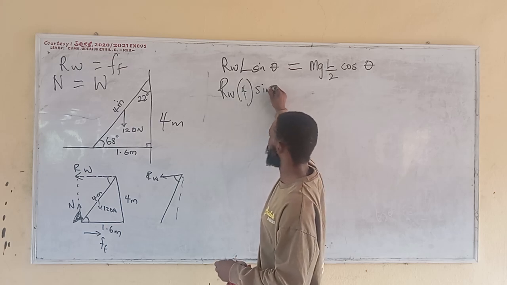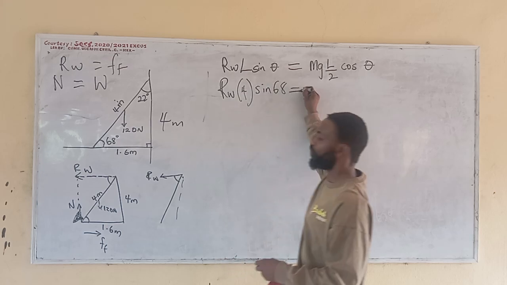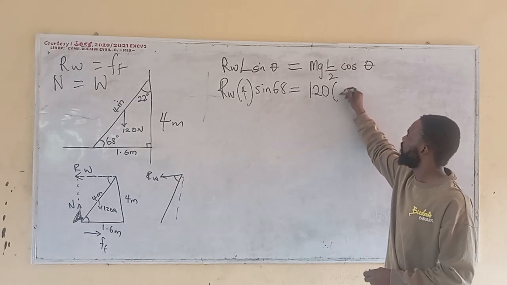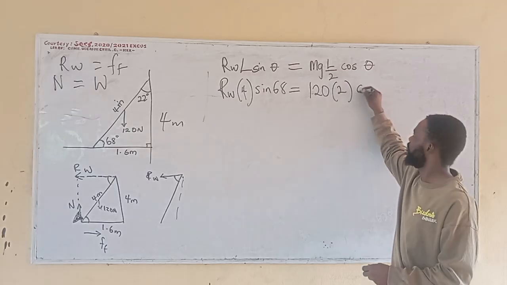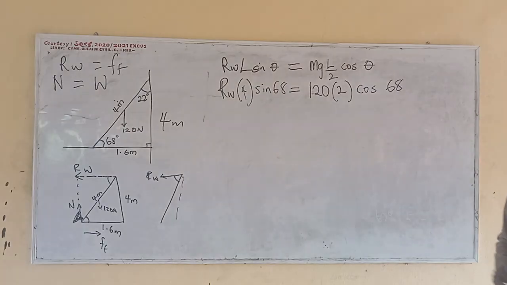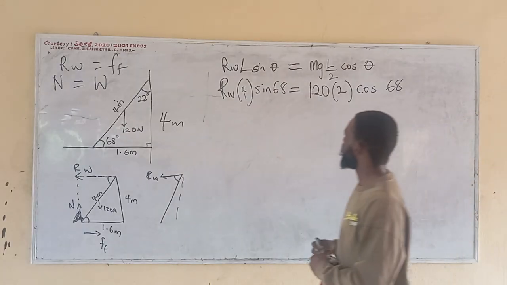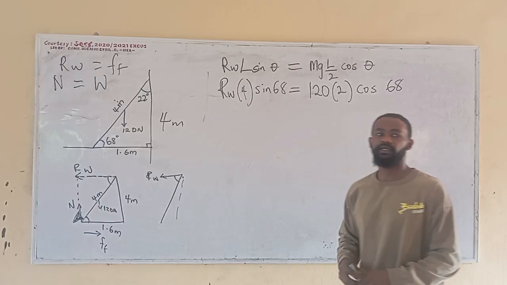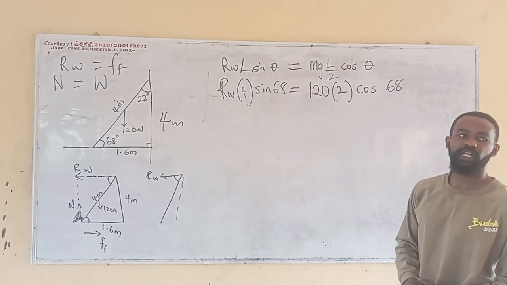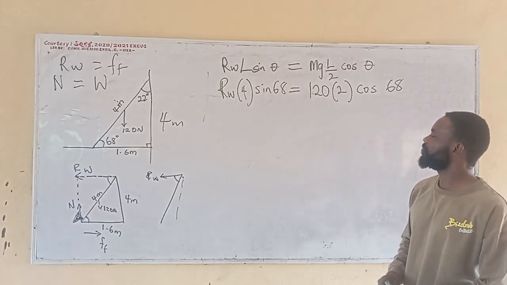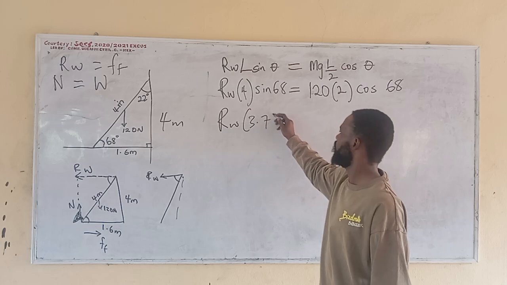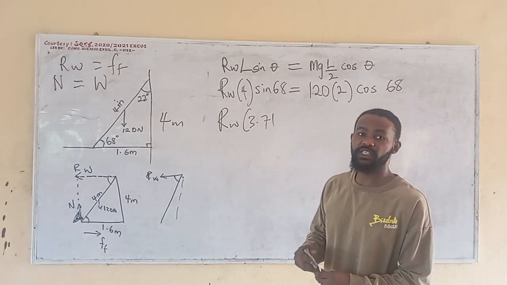My sin theta, what did we get? 68. Equals mg, which is 120, then 4 over 2, which is 2, cos 68. So I'll do 4 sin 68. Punch it now. 4 sin 68 is 3.71. Give me 4 decimal places.